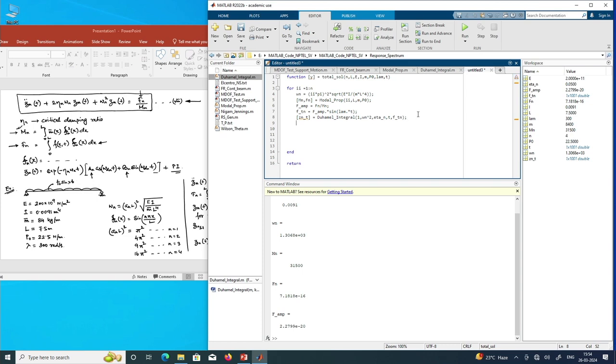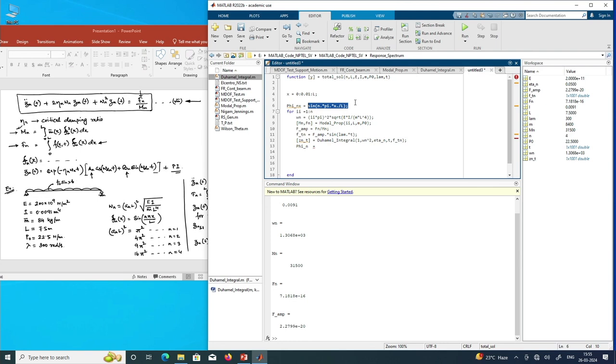So, now we have the modal solution. So, phi n we have to define. For that again let us copy this part. So, this is phi n x. Now actually we have to evaluate at a given x. So, let us call it x value. So, x v will be given here.